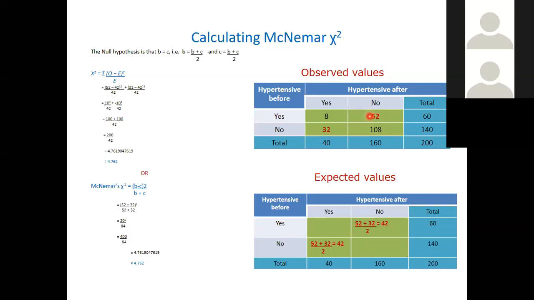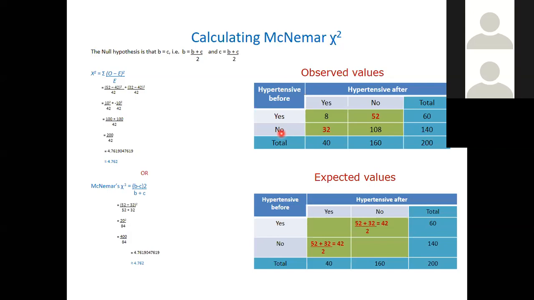The people you are concerned with are these two groups. The first group were hypertensive before and became not hypertensive. This other group were not hypertensive and became hypertensive. Maybe we have more of them becoming not hypertensive. But the null hypothesis you want to test, you test from the discordant cells. Look at what I wrote here: the null hypothesis is that B is equal to C. The null hypothesis says the intervention has not influenced hypertensive status.